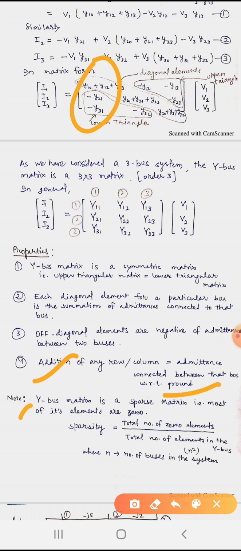There is a note here on sparsity. What is sparsity? It is how many elements are 0 in the Y bus matrix. So sparsity is the total number of 0 elements upon the total number of elements in the Y bus. And how to find the total number of elements in the Y bus? N square, where n is the number of buses in the system.